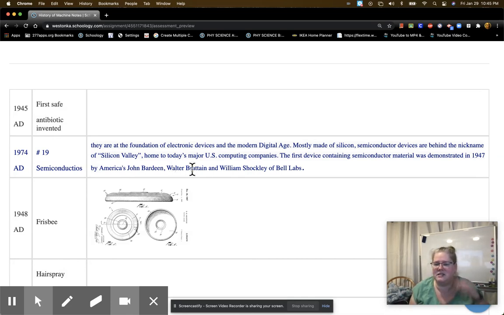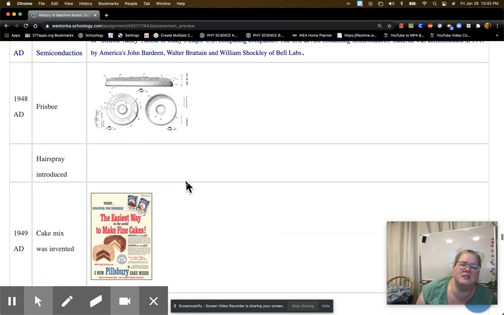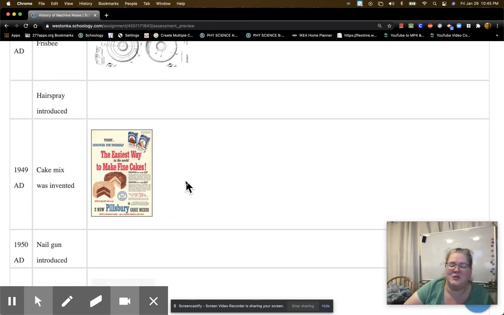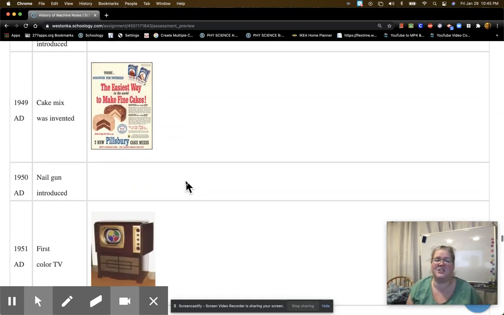And they contain semiconductors material was demonstrated in 1947. Go figure. The Frisbee's been around since 1948. Hairspray was introduced. Cake mix were introduced in 1949. In fact, they were so simple, all you had to do was add water and put it in the oven, and housewives at the time thought that was not right, so they actually took stuff out. So to this day, we have the remnant of the fact that they didn't think they were doing enough, so now we have to add water, oil, and egg. But before, you didn't actually have to do that.